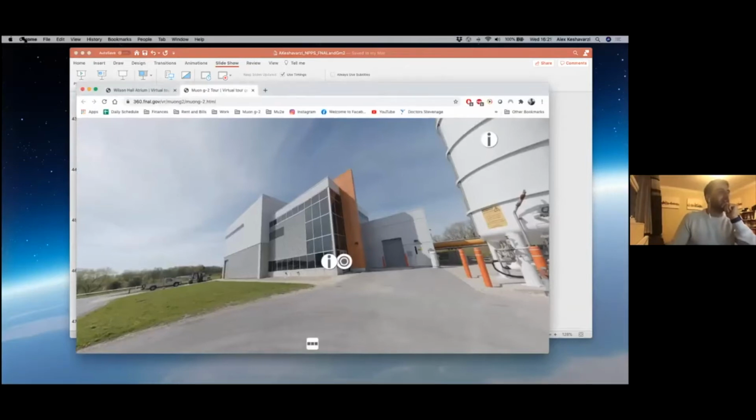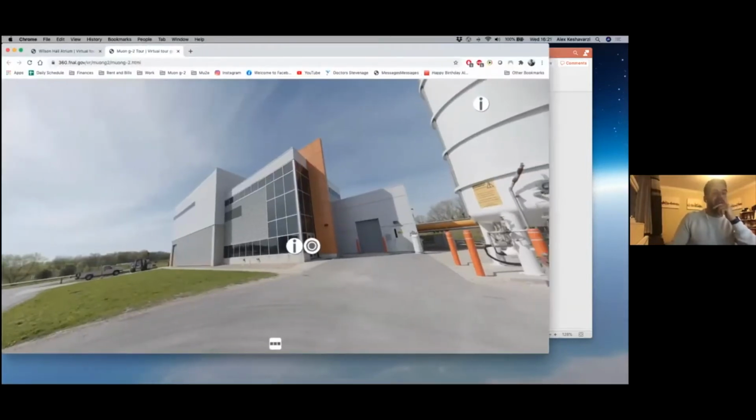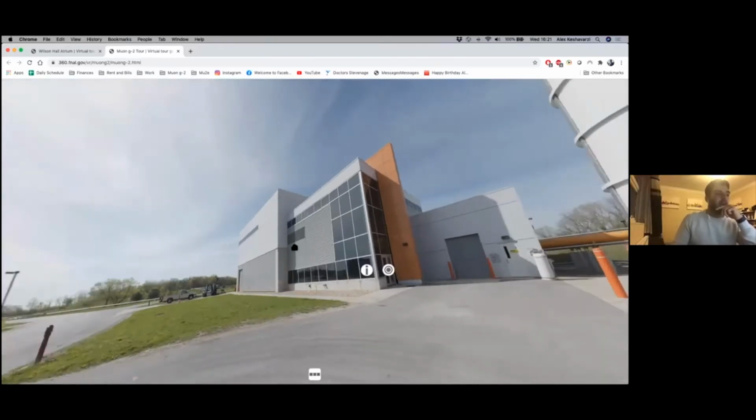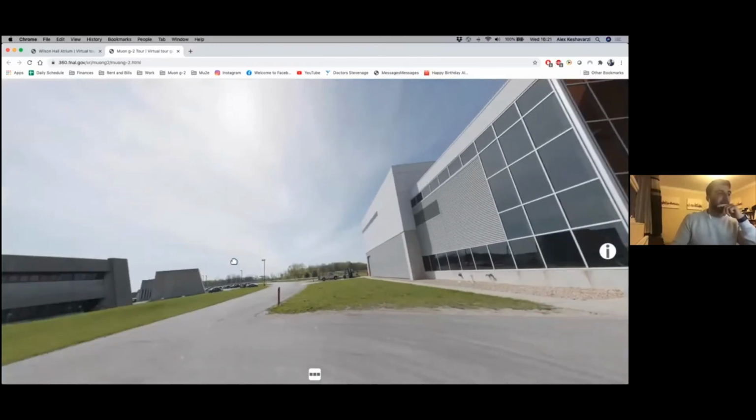Let me see if I can make this as big as I can. Can everyone see that? Is that all right if I do it just like that? Yeah, that looks good. Okay, so you saw at the beginning of the talk, I showed you where the MC1 building was. It had G-2, and then the MC2 building, which houses the Mu2E experiment. And so this here, for the start of this tour, is the outside of the MC1 building. I won't start here. I'll swing around here just so we can see over this way.